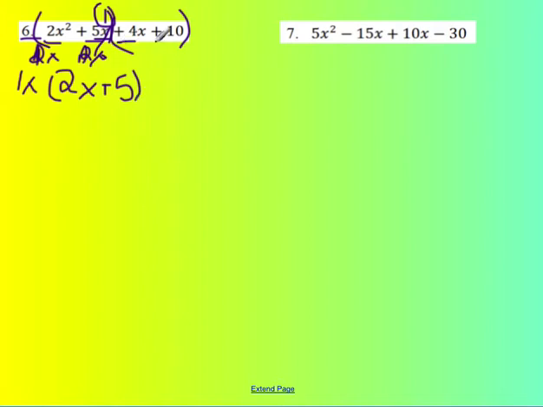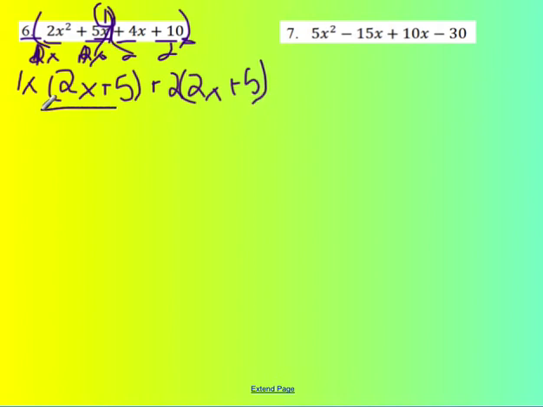Now, between 4x and 10, the only thing that divides 4 and 10 is 2. And I can't take out an x because there isn't an x in the last term. So I'm going through and dividing each of those coefficients by 2. 4 divided by 2 is 2, and then I need to have that x there. 10 divided by 2 is 5.